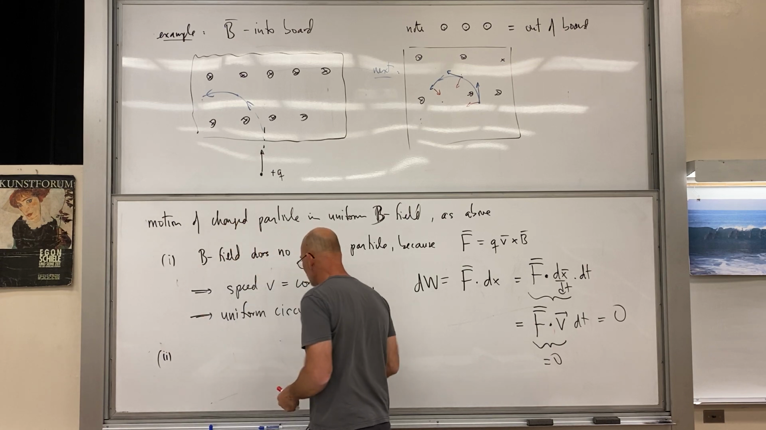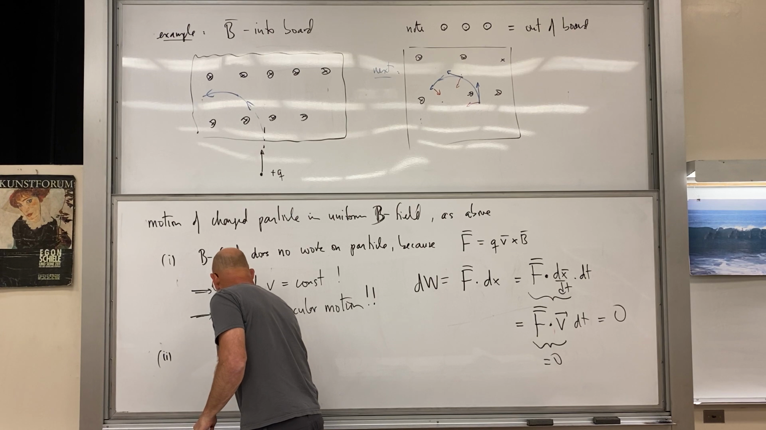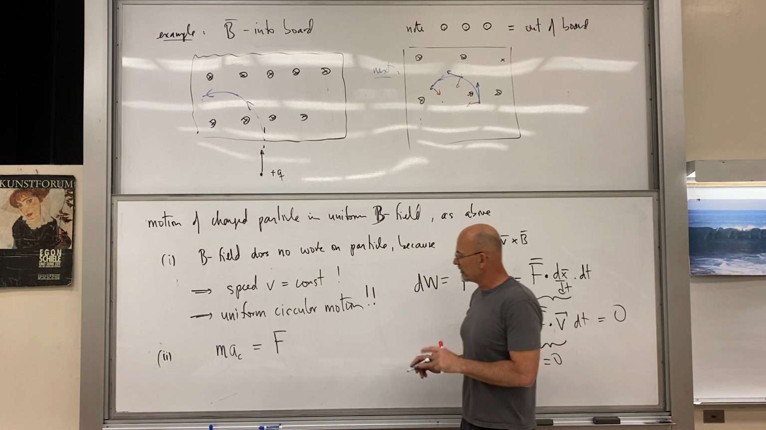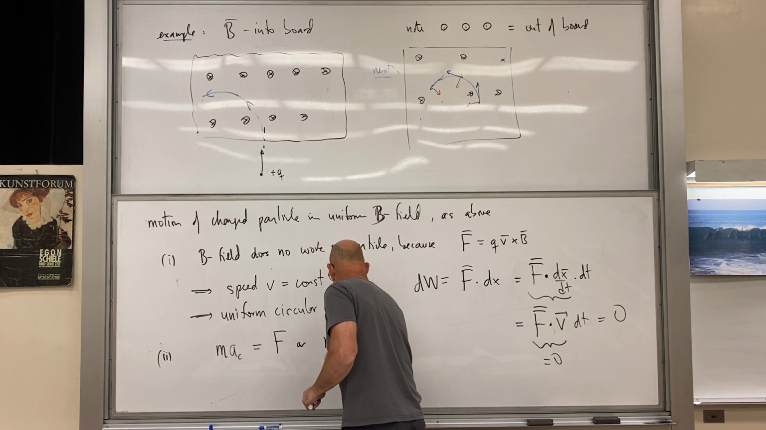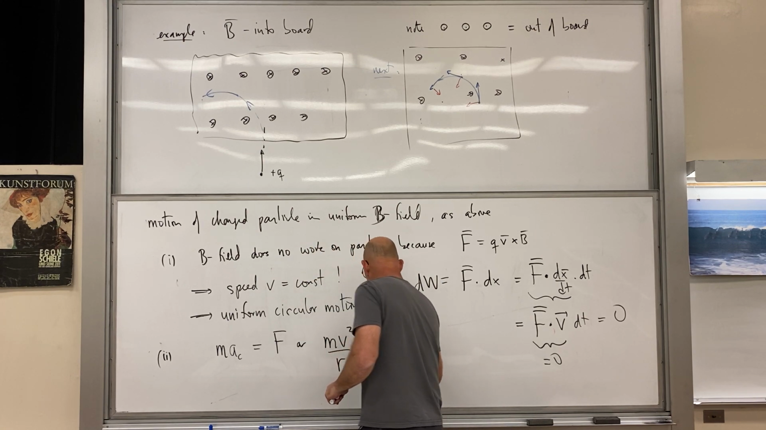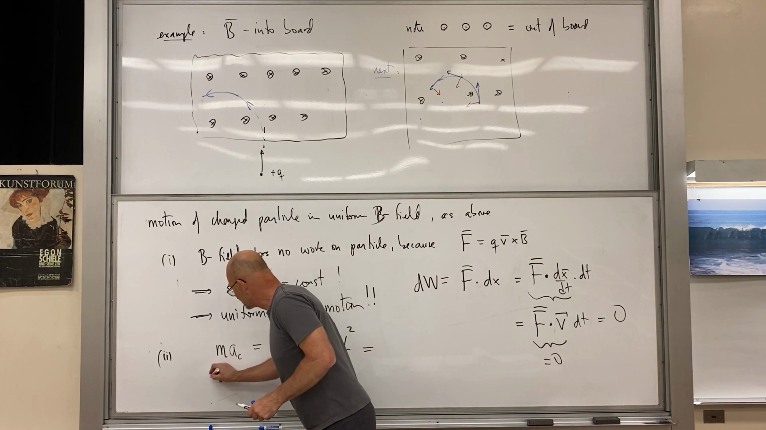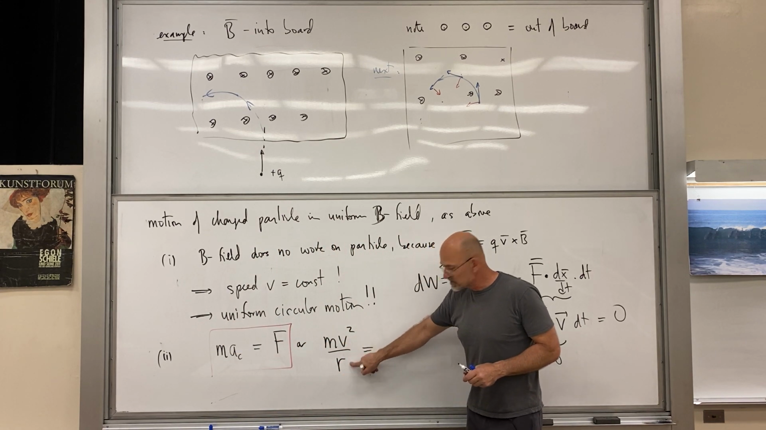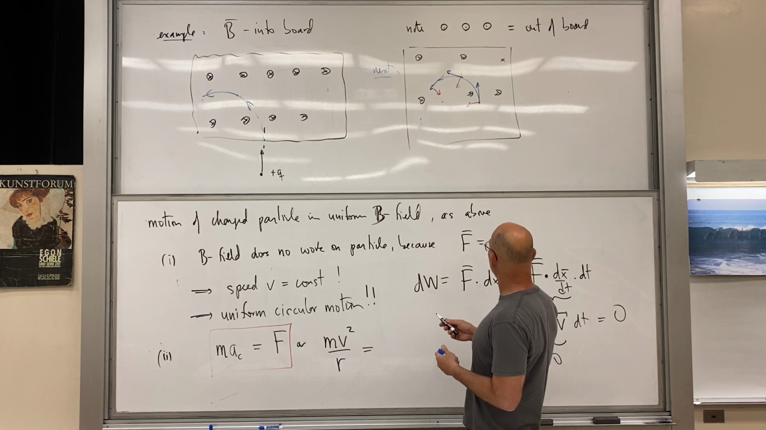So since we have uniform circular motion, we have M a centripetal is equal to F, right? Or mv squared over r is equal to F. Hope you guys remember this. This is from mechanics, mass times centripetal acceleration, which is v squared over r. Well, what is our force? We have it written down here.